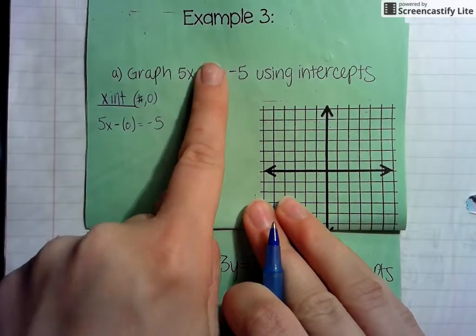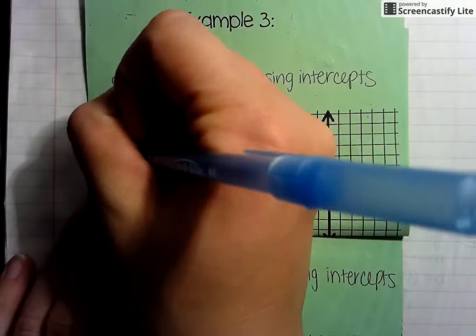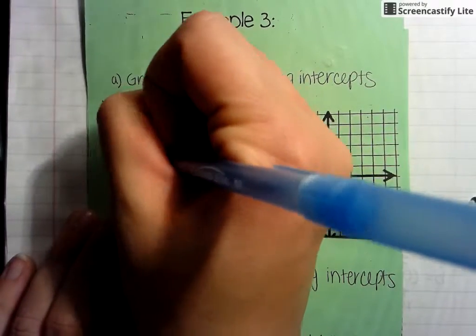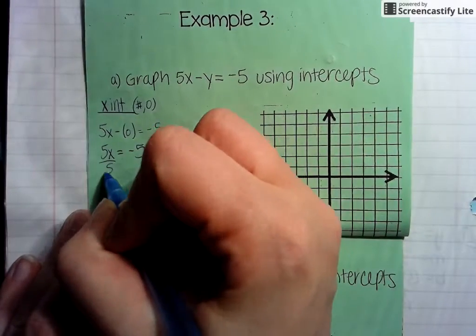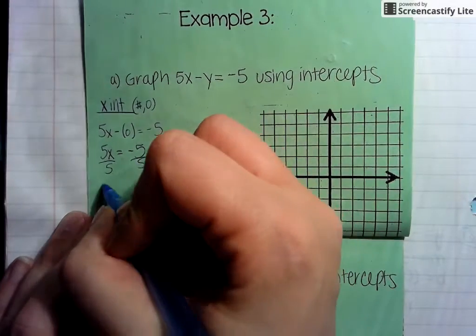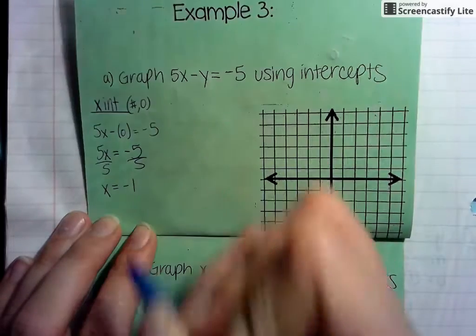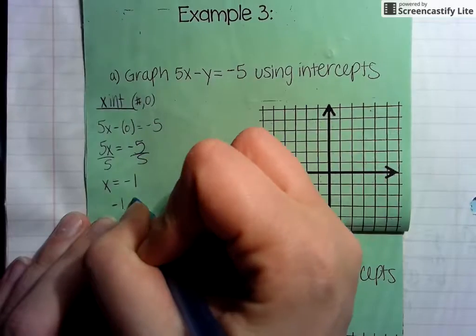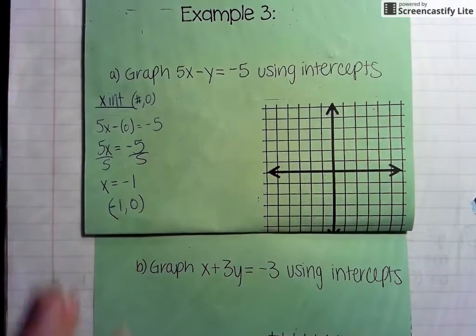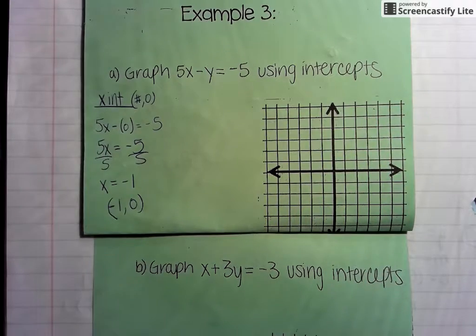So your new equation is 5x equals -5. Now we want to solve for x, so we divide both sides by 5. We get x equals -1. How we write that as an intercept is -1, comma 0. So that's my x-intercept. Once I find both of my intercepts, that's when I will plot my points.